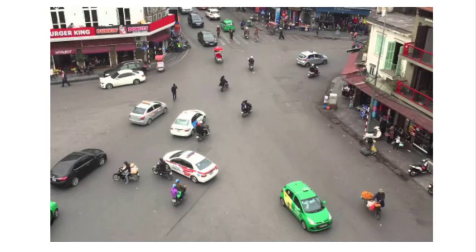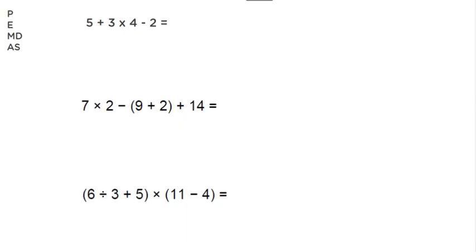So it prevents chaos and it prevents different outcomes. That's why we have the order of operations. Let me give you some examples. Let's practice a little bit together, and then I'll give you a chance to practice on your own.